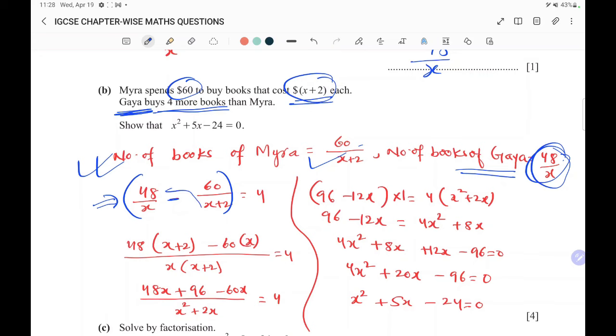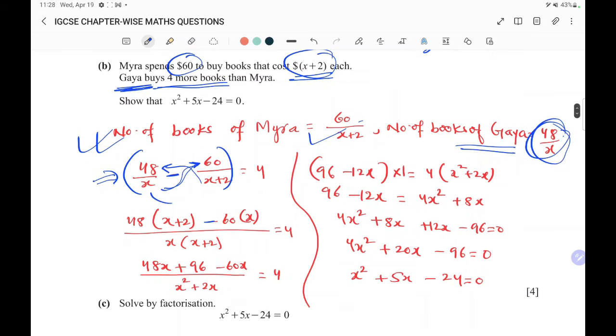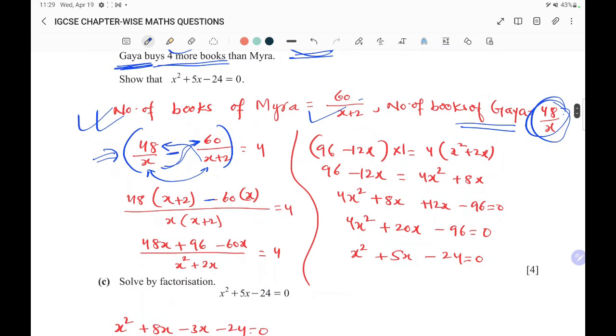So you know the cross multiplication, we have to multiply this with this and this with this. So 48 bracket x plus 2, then this is inside minus sign, so here it will be minus. Now x will multiply with 60, that is 60x, and in the denominator you have to multiply x with x plus 2. Now 48 times x, that's 48x, 48 times 2, that's 96, minus 60x over x squared plus 2x, that's 4. Now here in the numerator you can check 48x minus 60x, which is minus 12x, and this is 96.